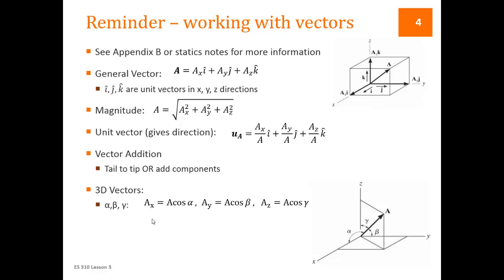So just as a quick reminder, if we're given alpha, beta, and gamma, where alpha is the angle from the x-axis to the vector, beta is the angle from the y-axis to the vector, gamma is from z to the vector, then we can write the x part, the y part, and the z part as simply A, the magnitude, cosine alpha, cosine beta, or cosine gamma. There was another version that we saw in statics that we won't be dealing with here that had theta, phi, and gamma as our angles.